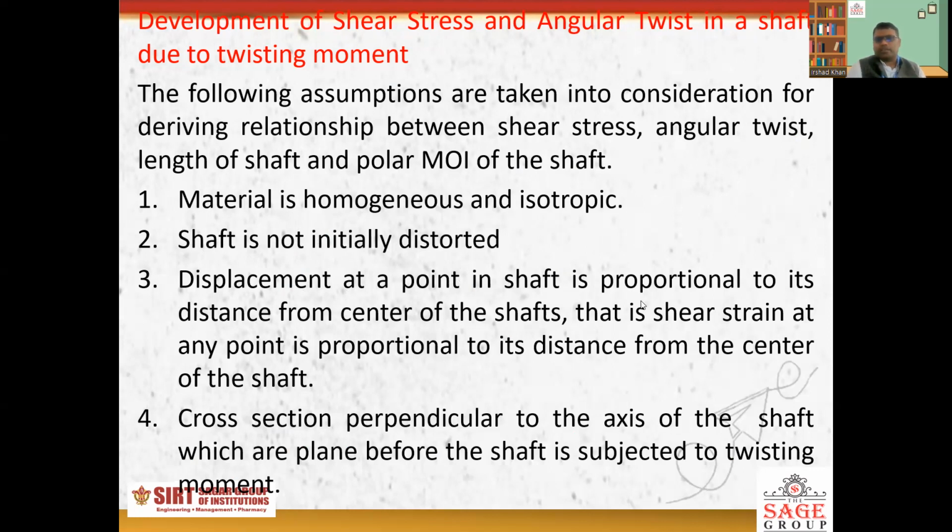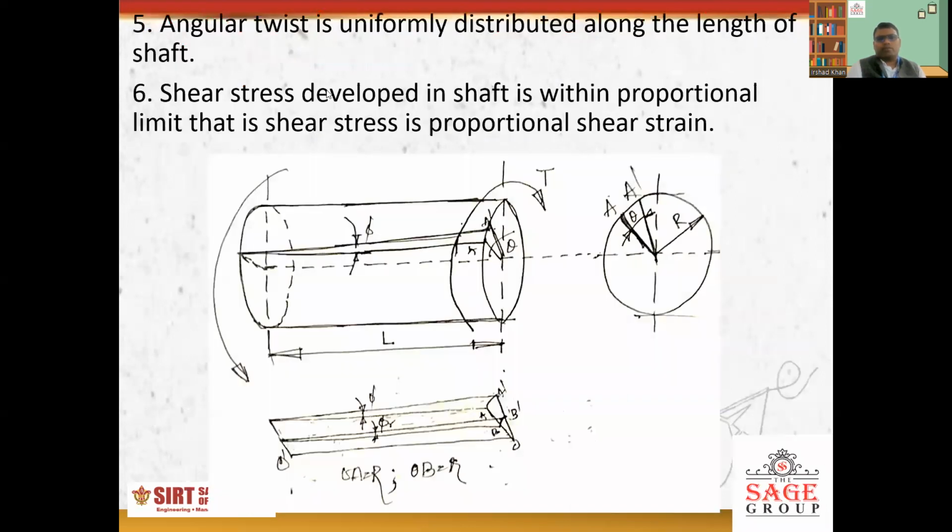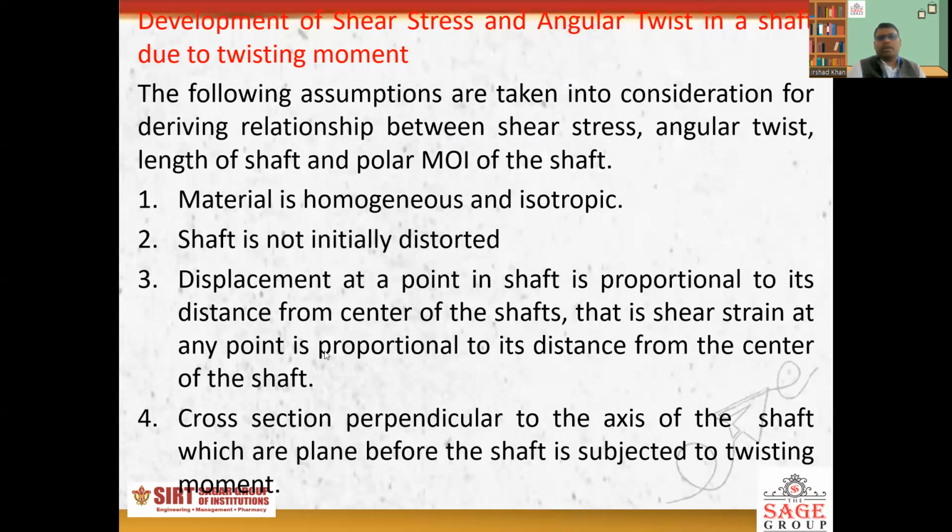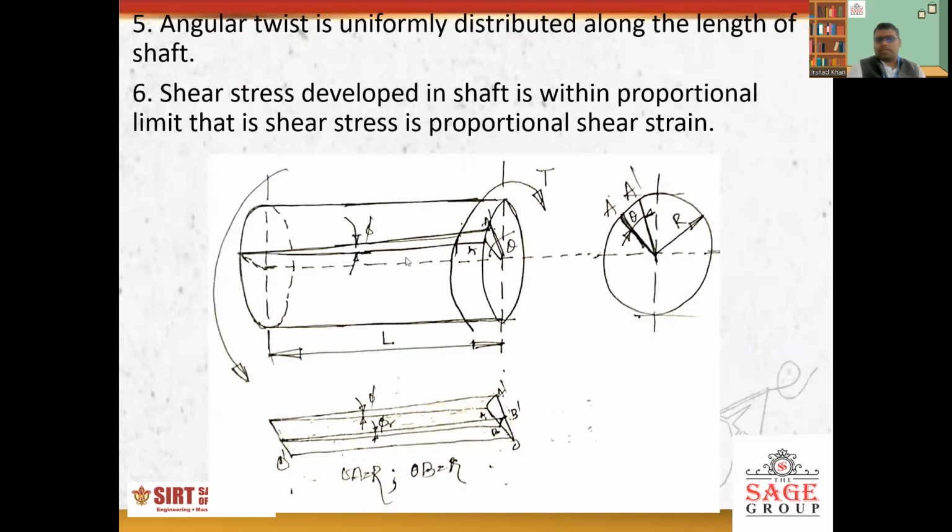That means the shear strain at any point is proportional to the distance from the center of the shaft, and the cross section remains perpendicular to the axis of the shaft before and after twisting, and the angular twist is uniform along the length of the shaft, and the shear stress developed should be proportional to shear strain. So all that I have explained, points number 3 and 4, let us understand with this diagram.